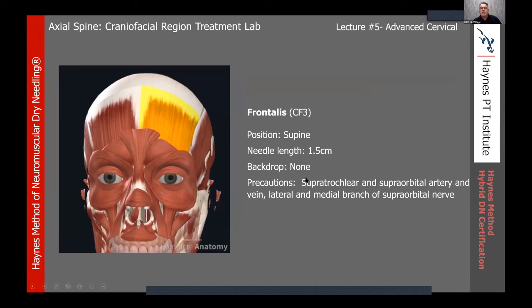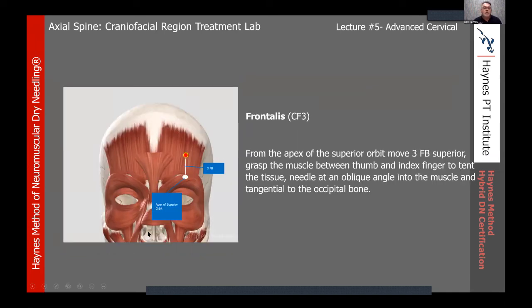For frontalis, we're going to do basically the same thing. We're going to find the apex of the superior orbit, and then we're going to move 3 finger breadths superior to that. And then we're going to needle again at an oblique angle, almost as a tangent to the skull right there. So very oblique needle there. Biggest caution: don't needle so far that you accidentally needle into the eye. The superior orbit, the apex should prevent that, but keep that needle length a little bit short there.